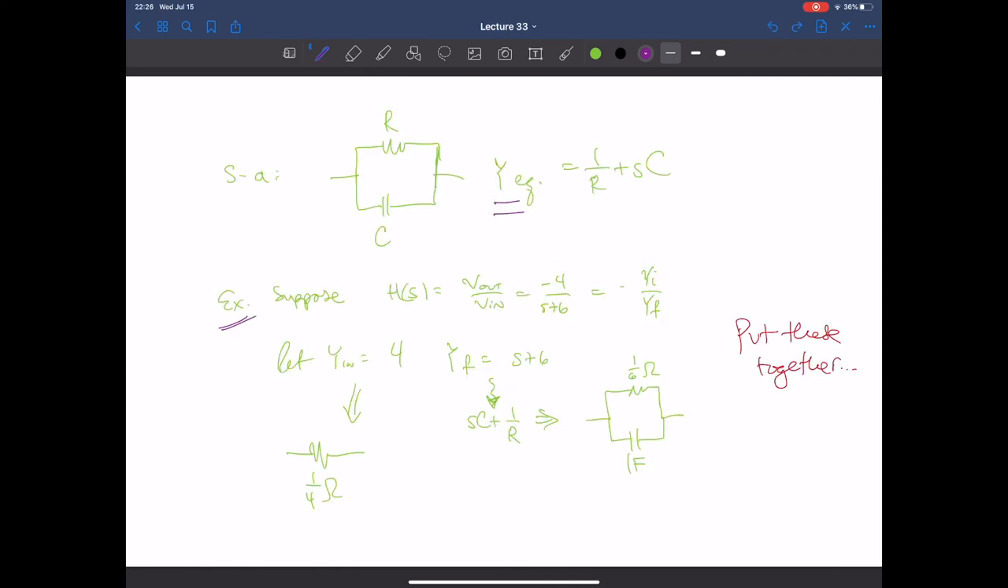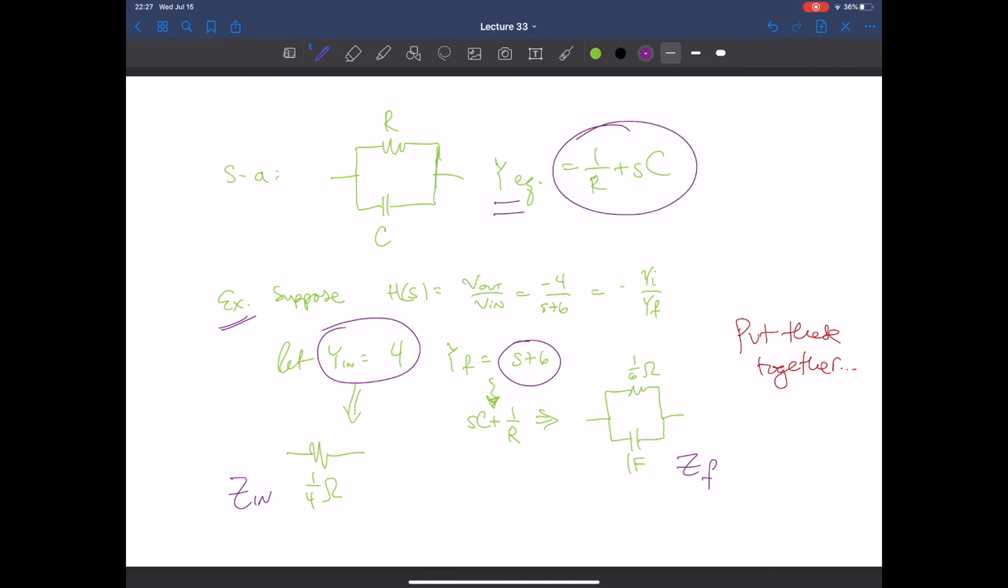And so what we end up with is two different pieces. This one here, we just take the reciprocal of it, because impedance and admittance are reciprocals of each other. So this is effectively a ZI, and this we're thinking about in terms of not ZI, but ZF. As we look at these expressions, this one becomes very clear. It's just a resistor with a value of 1/4 ohm. And for this S plus 6, we know the equation for the admittance.